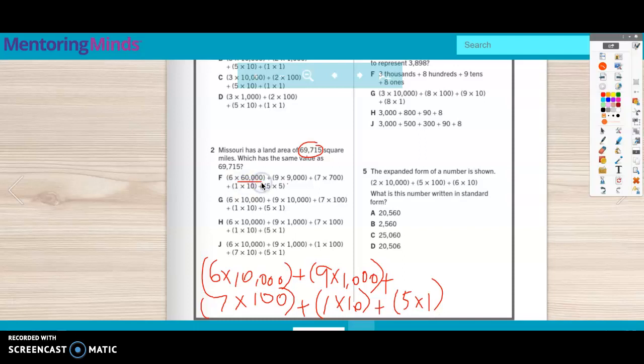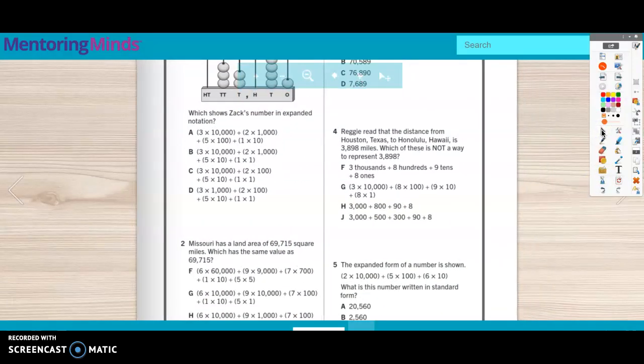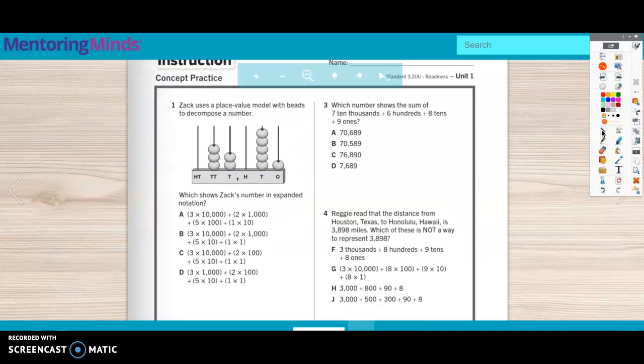First one, of course, is wrong because we don't write our numbers like this. Second one, 6 groups of 10,000, yes. 9 groups of 1,000, no. This part is wrong. A lot of people pick G as your answer. H is correct, maybe. So put a question mark, and I still need to check J. Again, be patient. This part is wrong. This part is wrong. And so H is your answer. You guys know how to do your expanded notation. So don't depend on the answer choices. Depend on your own self. Make your own number first.